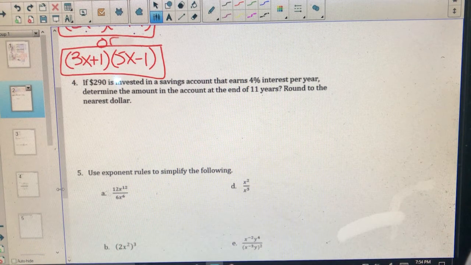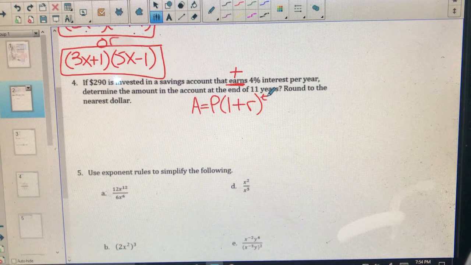So this is the formula that's given to you on your formula sheet. You don't need to memorize it. All you need to remember is that earns means you're going to use the plus version. So it's going to be A equals P times (1 plus r) to the t. You would only use minus if it was a decaying problem, or a decreasing or losing interest. Okay, but this one's earned, so it's plus.